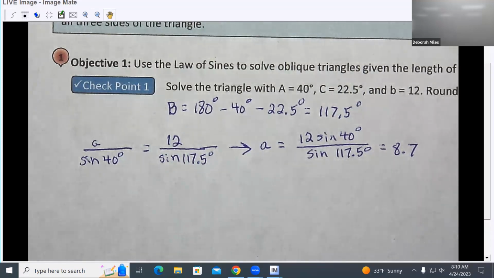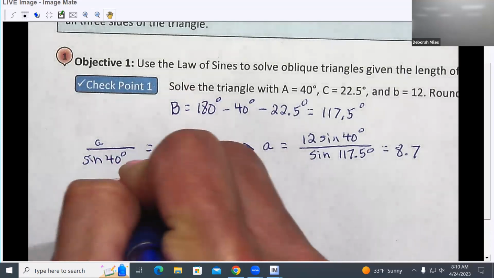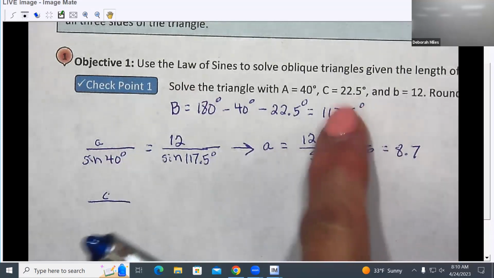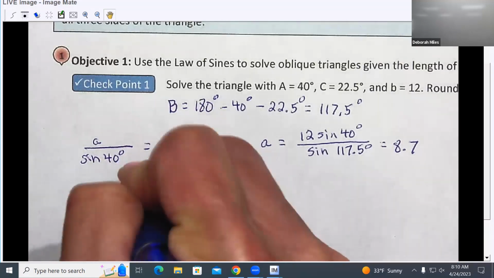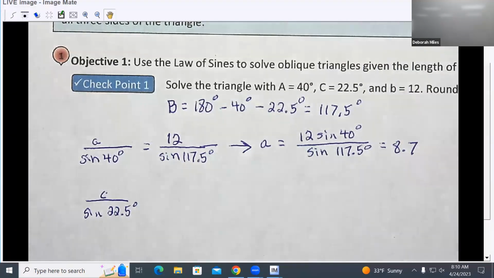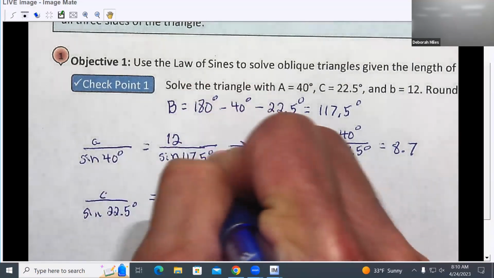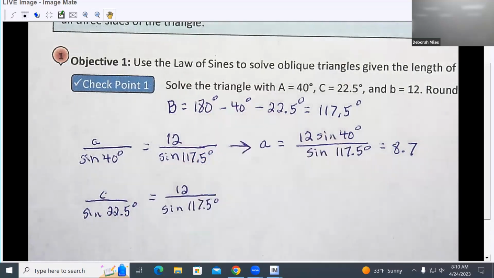A triangle has 6 parts and we have 5 of them. We need to find what now? C. So C over sine what? 22.5 is angle C, so sine of 22.5 degrees. And we can use the same 12 over sine of 117.5 degrees for our other ratio.